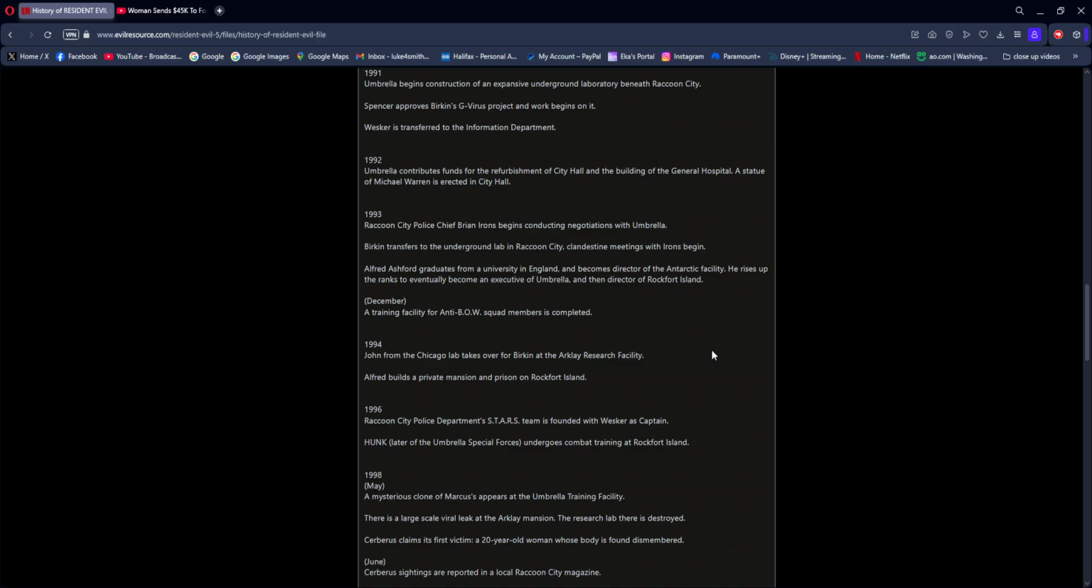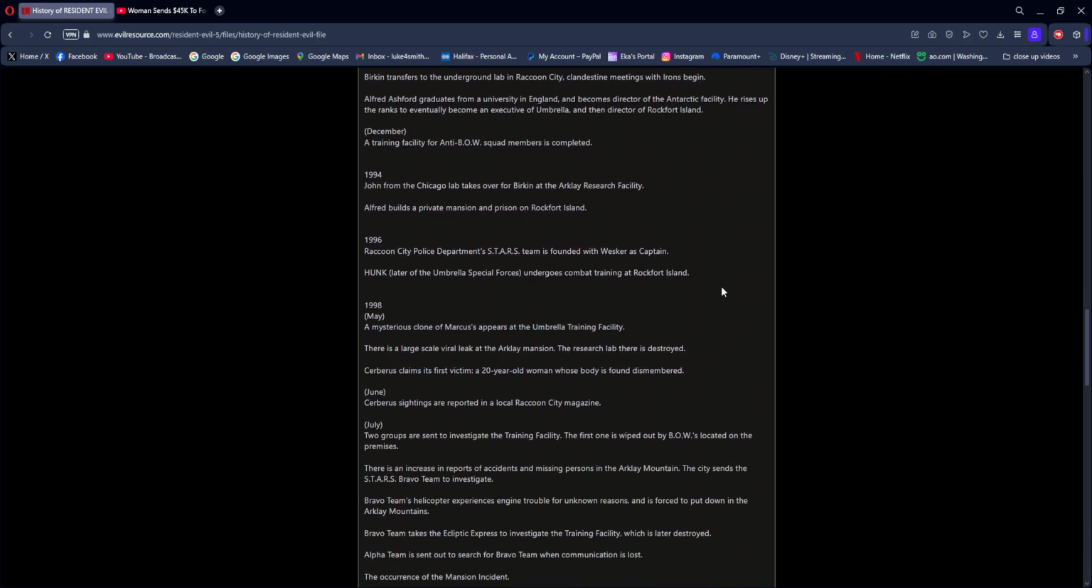1994. John from the Chicago lab takes over for Birkin at the Arklay Research Facility. Alfred builds a private mansion and prison on Rockfort Island. 1996. Raccoon City Police Department STARS team is founded with Wesker as its captain. Hunk, later of the Umbrella Special Forces, undergoes combat training on Rockfort Island.